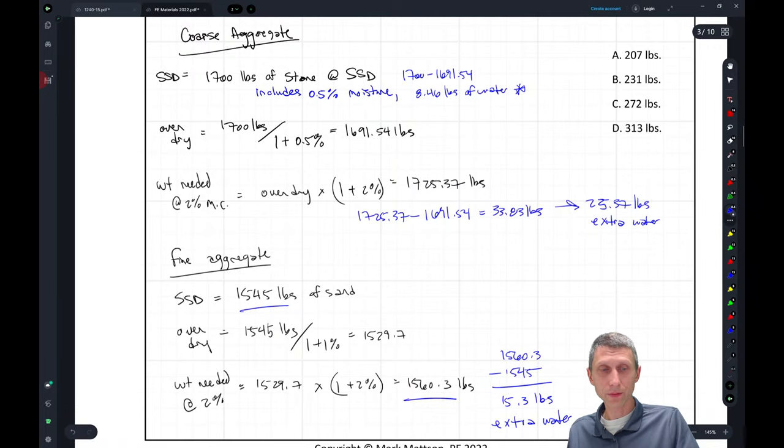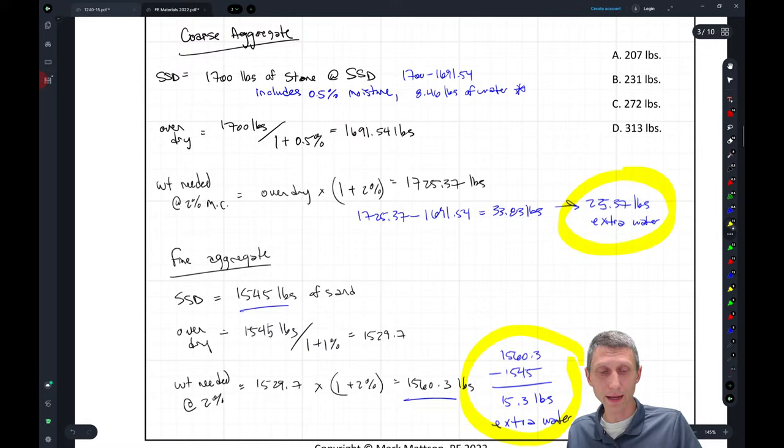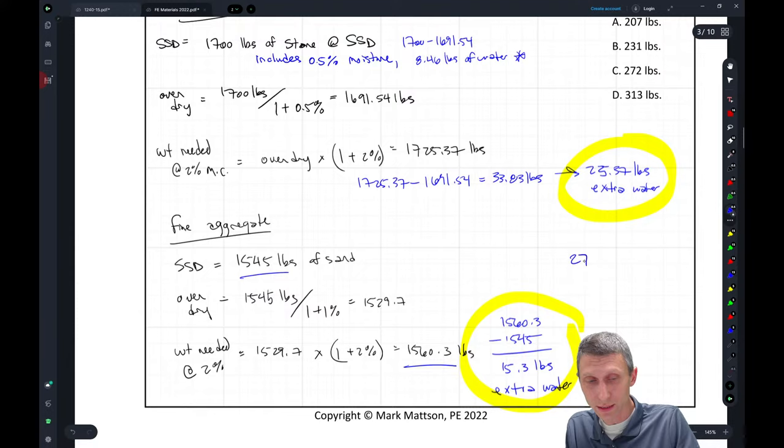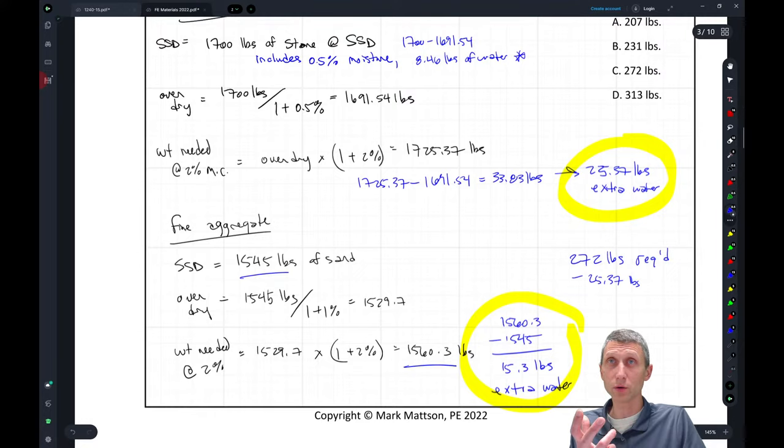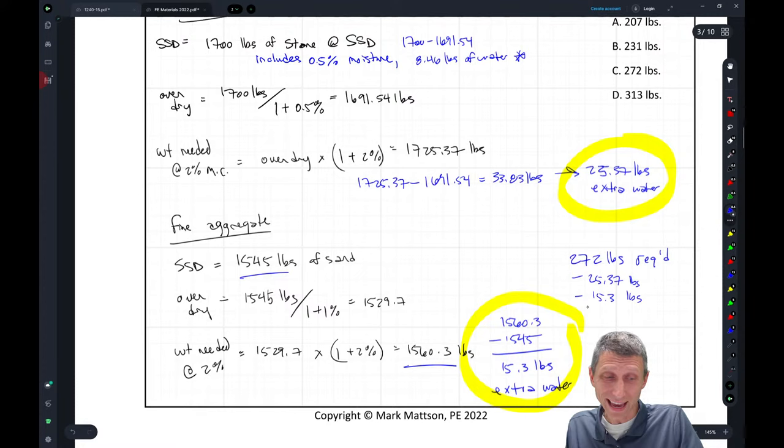Right? So what do we know? In the coarse aggregate, we have 25 pounds of extra water. In the fine aggregate, we have 15 pounds of extra water. So we're going to take our 272 pounds that's required, and we're going to reduce it by 25.37 pounds. That's extra in the coarse. We're going to reduce it by 15.3 pounds. That's extra water in the fine aggregate.